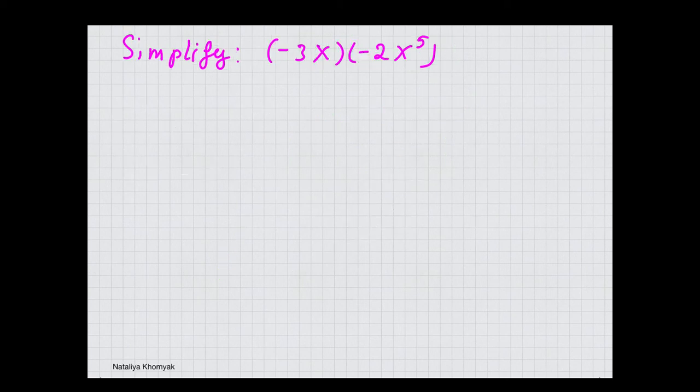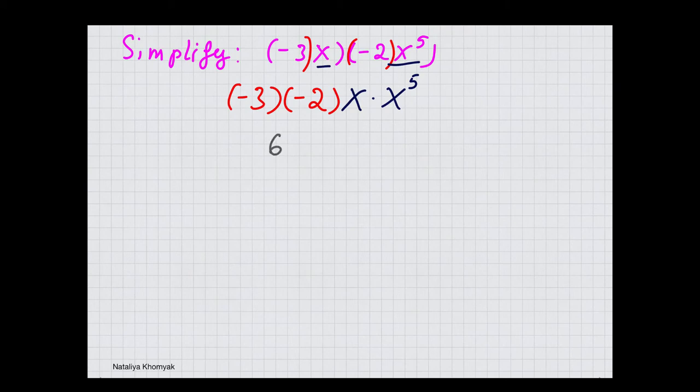Here we have negative 3x times negative 2x to the 5th. So once again, I'm going to rewrite the factors. Especially if you have negatives, make sure you have them in parentheses. So we have negative 3 times negative 2. Then we have x from here times x to the 5th from over there. So now we have negative times negative, positive 6, x to the 1 plus 5. So we have 6x to the 6th as our answer.